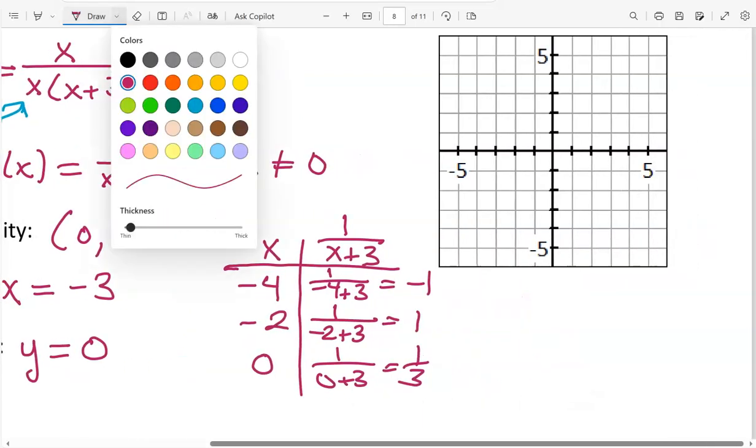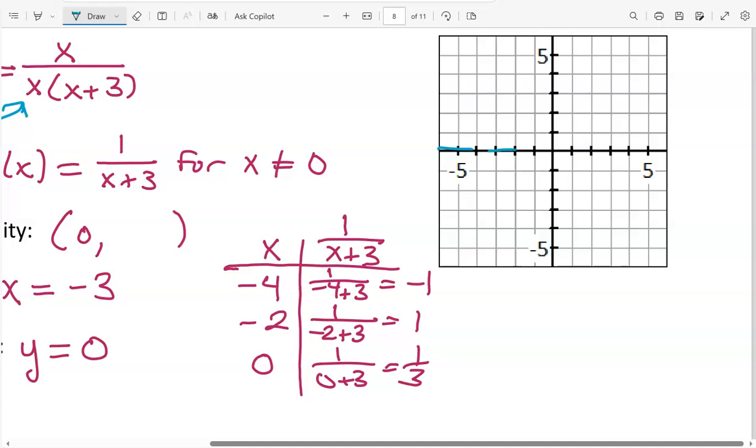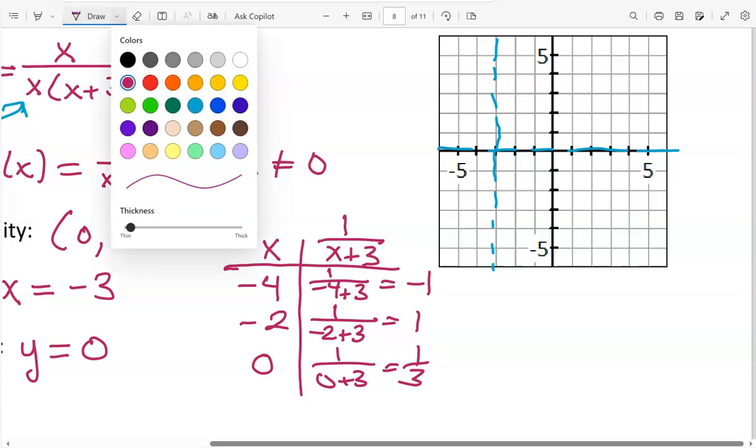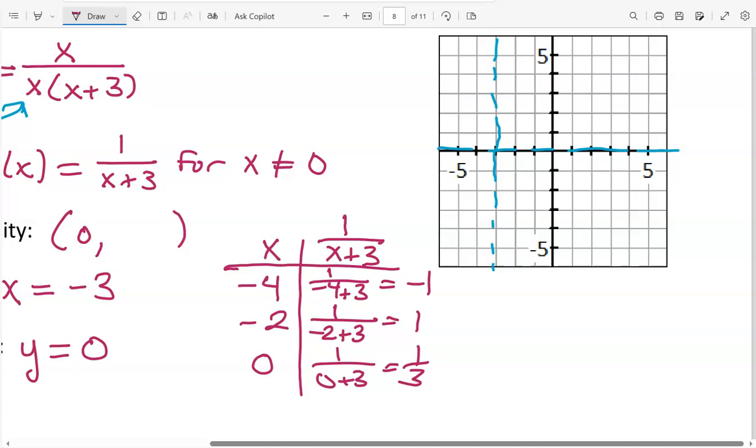So let's graph the horizontal y equals 0 and vertical x equals negative 3. Those are our asymptotes, and we have one point on the graph at negative 4 comma negative 1 and another at negative 2 comma positive 1, and we also have that removable discontinuity at 0 comma 1/3. And now we can just sketch in the rest of this reciprocal function.